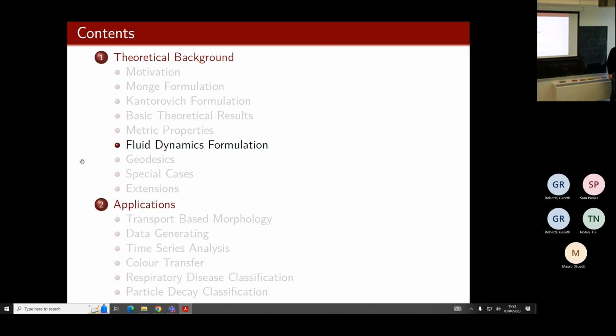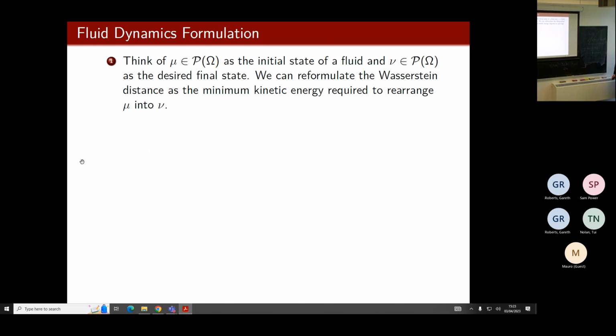Okay, so the next thing I'm going to talk about is, well, it depends how you count these things, either the third formulation of optimal transport, or if you count duality, the fourth formulation. This is the Benamou-Brenier fluid dynamics formulation. This is a very different way of thinking about things, but it actually leads us on to geodesics and this sort of thing.